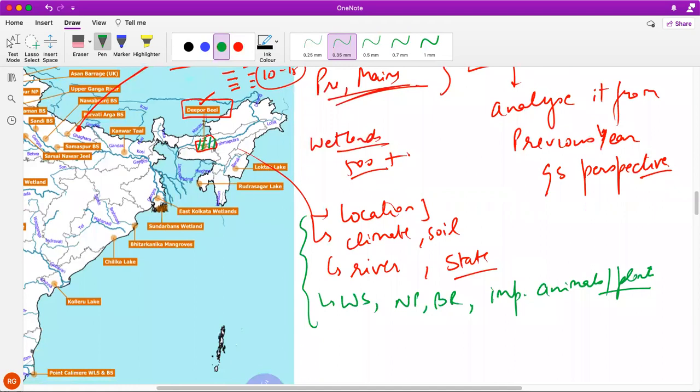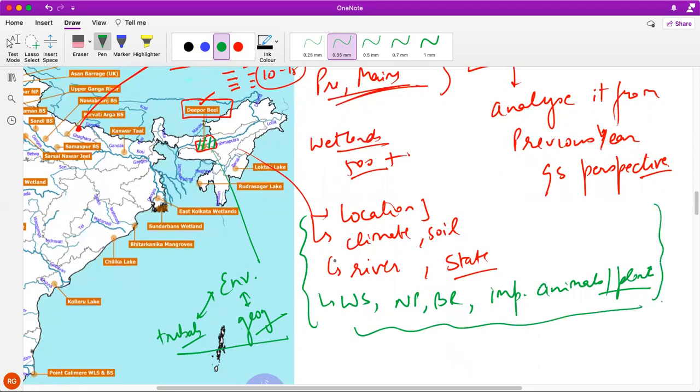So this demands the interlinking of environment topics with geography. It can also link with society, tribals, if any specific tribe is found over these wetlands. So this is how UPSC would be asking. You don't have to search as deeply as possible for knowledge of these wetlands. No. Okay.